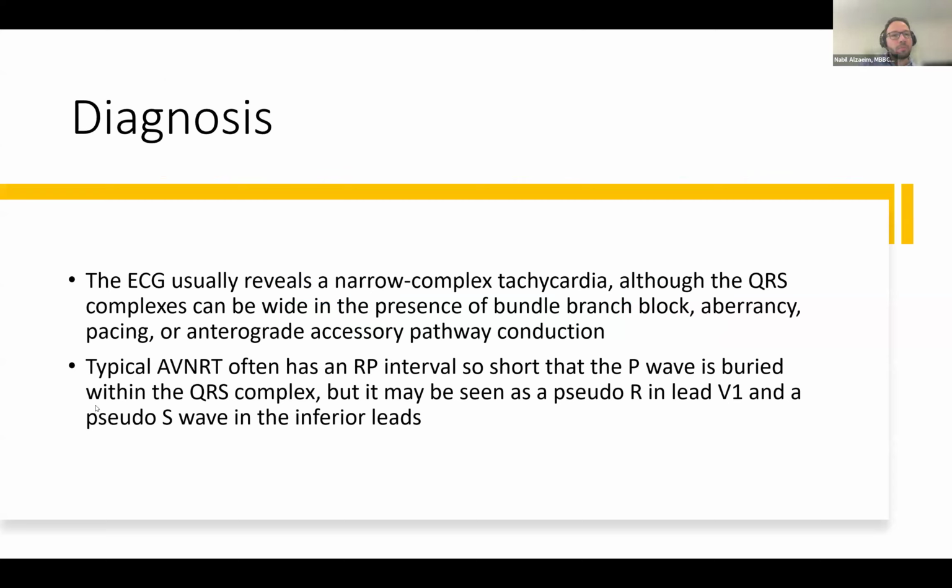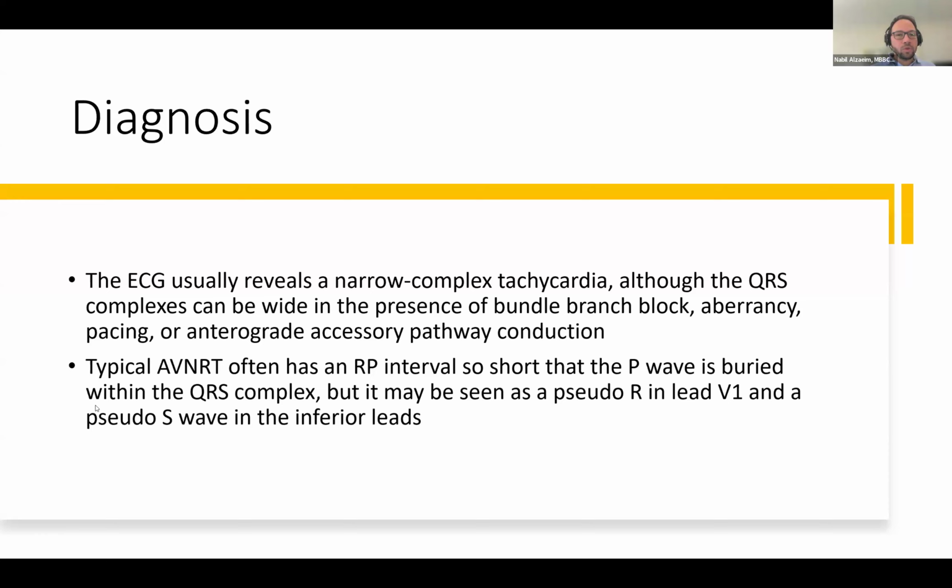The diagnosis is typically by EKG: narrow complex tachycardia. We're talking about the SVT now. Sometimes it happens with wide complex tachycardia, QRS more than 120 milliseconds, which is present in cases with bundle branch block or aberrancy, or pacing rhythm if they have a pacer, or antegrade accessory pathway conduction, what they call antidromic tachycardia. The EKG will be shown in the next slide.